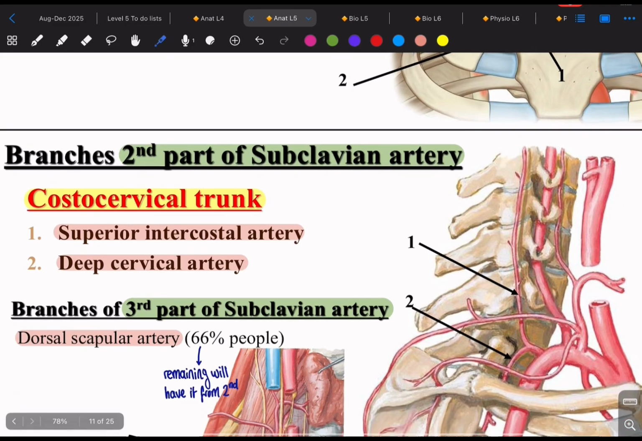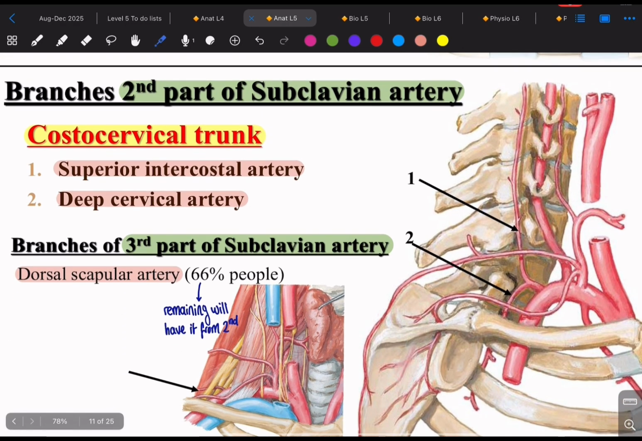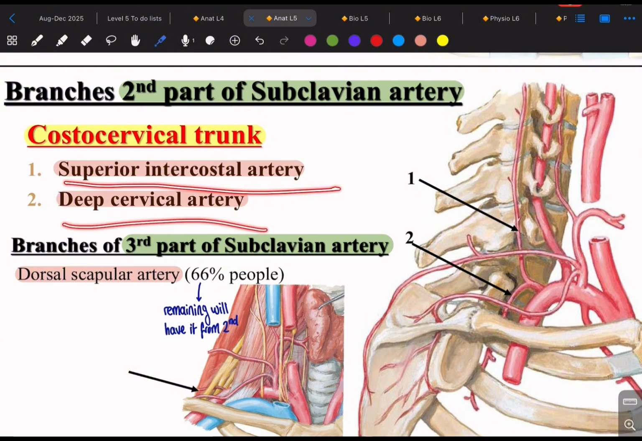Now let's move to the second part of the subclavian artery. Second part, from its name, it's second, right? So it's going to give us 2 branches. So second part, 2 branches, okay? It's going to give us a main branch or a trunk known as the costocervical trunk. The costocervical trunk is going to give us 2 branches, which are superior intercostal artery and deep cervical artery.